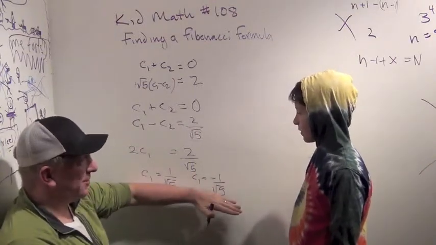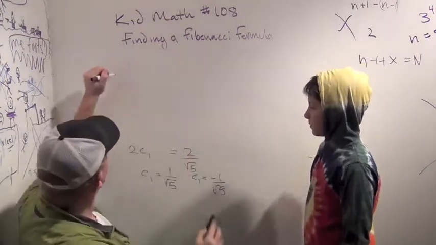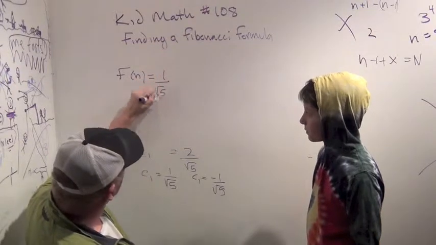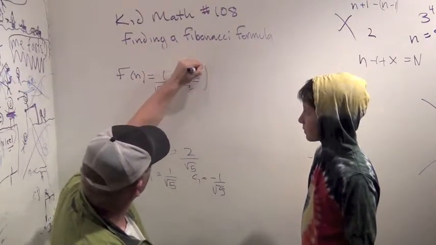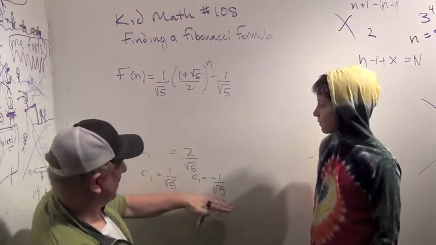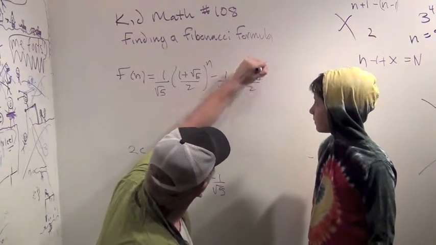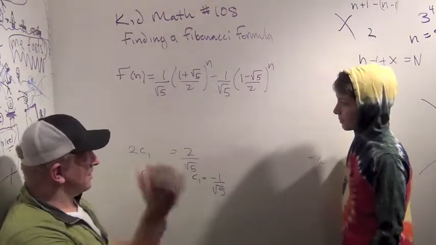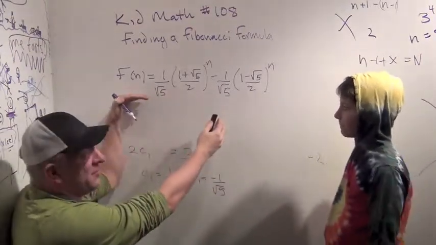They turned out to be really simple, right? So we just found the formula for the Fibonacci number. The Fibonacci number n equals 1 over the square root of 5 times 1 plus the square root of 5 over 2 to the nth power, minus 1 over the square root of 5 times 1 minus the square root of 5 over 2 to the nth power. That's amazing, right? We just found a formula for the Fibonacci numbers.